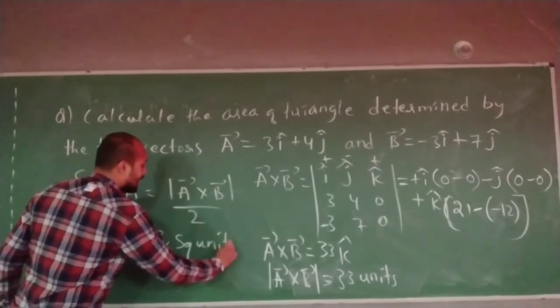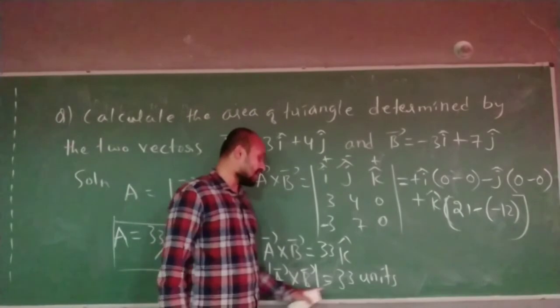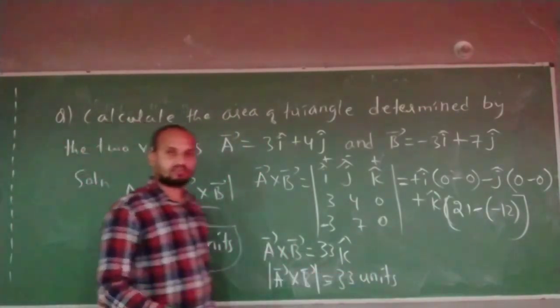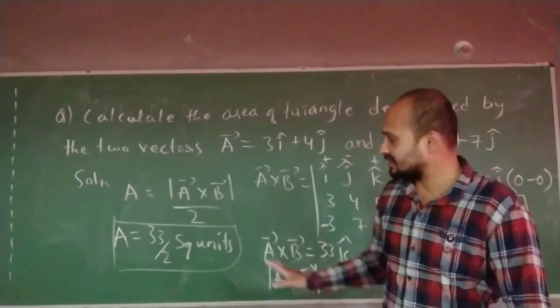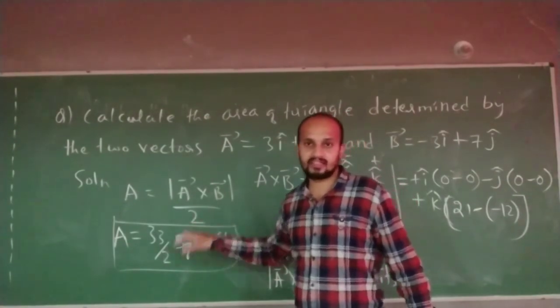Actually, at last I am writing area as square units. Of course, A cross B units I am writing, but area means it is square units. Usually area will be square units, so in the previous one also it has to be square units. But these are general units, nothing specific.